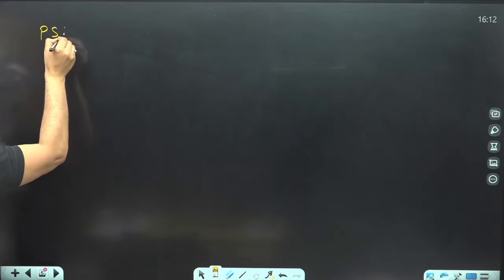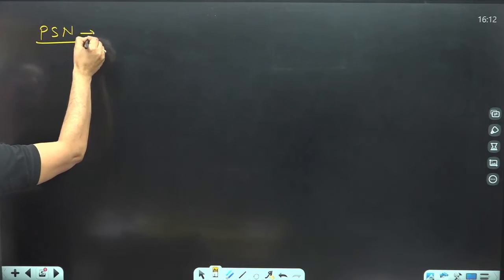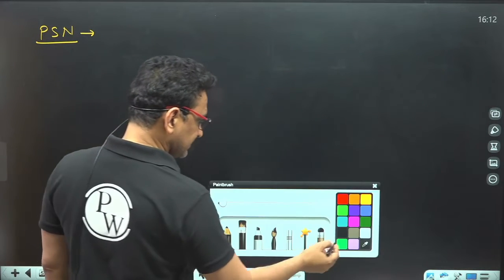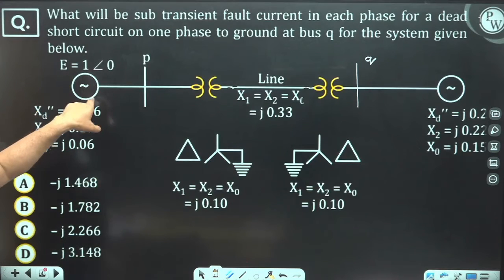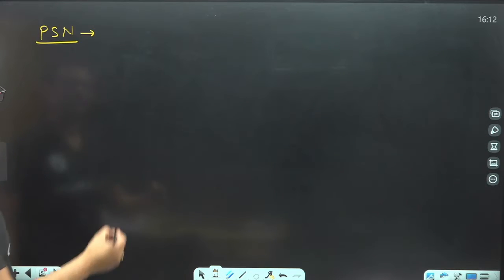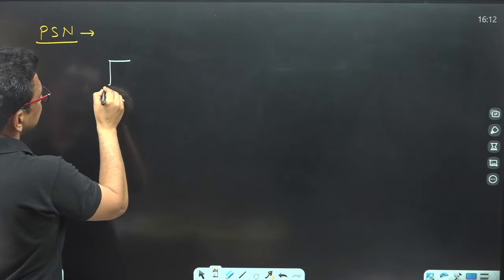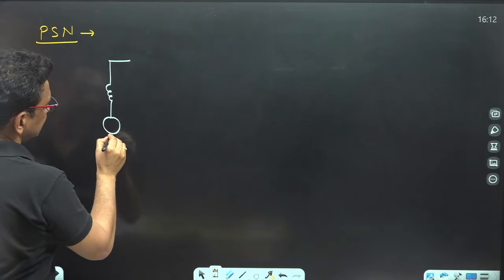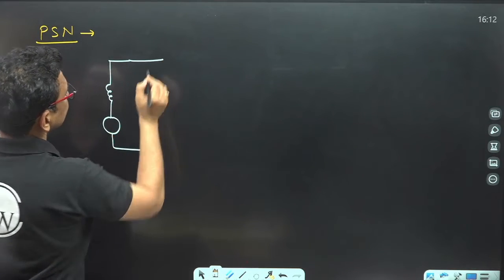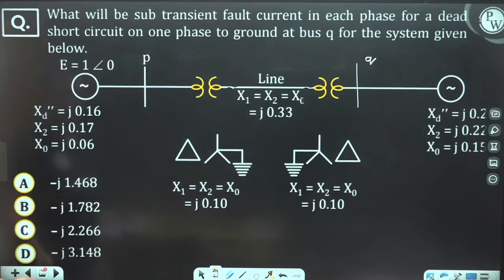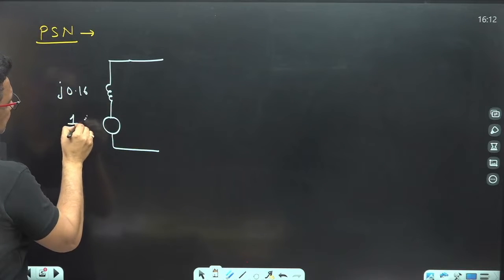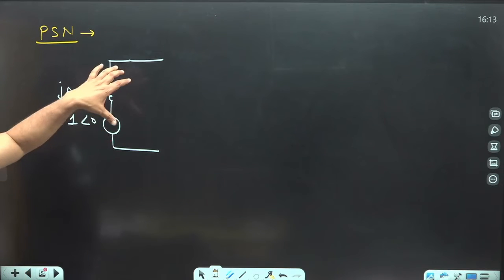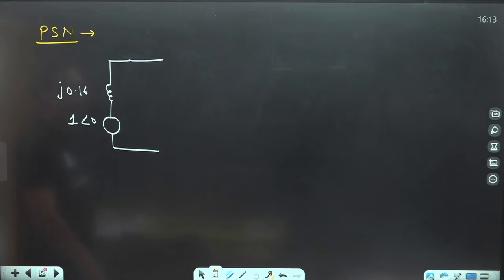Positive sequence network. Now, how to draw the positive sequence network of the overall circuit? Just draw the positive sequence network of the individual component. So first is the alternator. The alternator positive sequence network is nothing but a source in series with the positive sequence impedance of the alternator, and that is the sub transient impedance J 0.16. So it is J 0.16, 1 angle 0 degree. So it's the positive sequence network of the alternator.